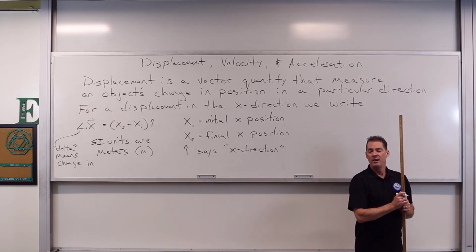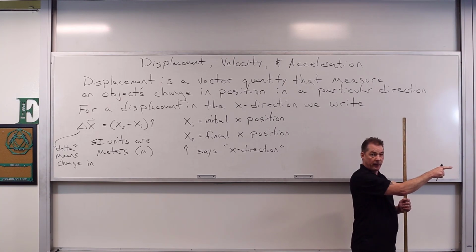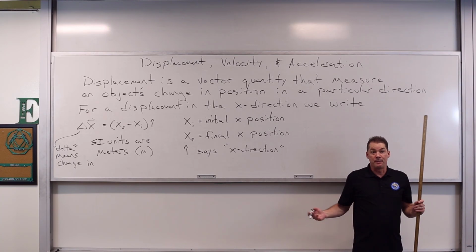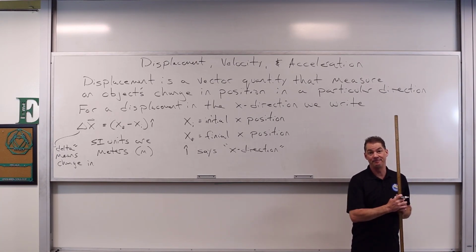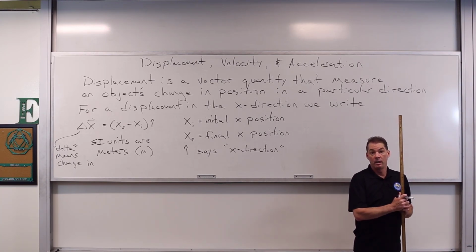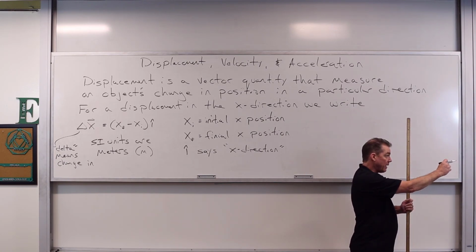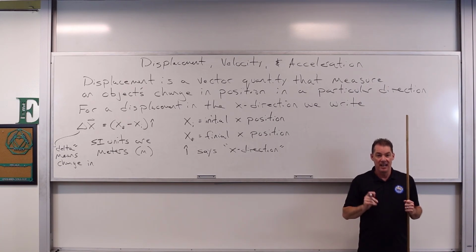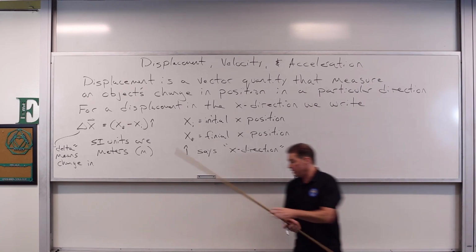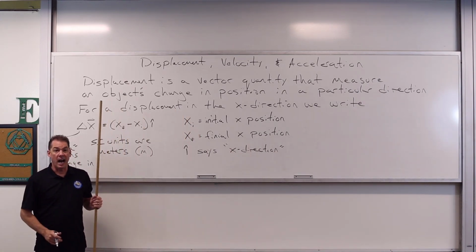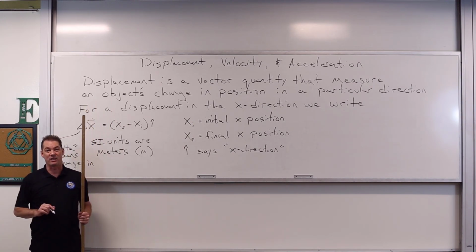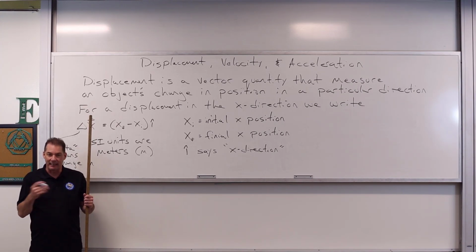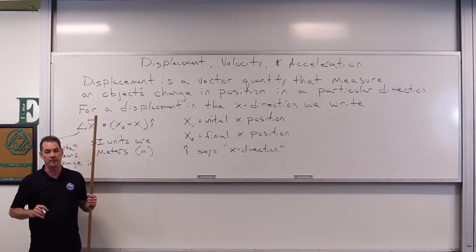And what can I say? Well, if I say that that's the positive x direction, and I just move 2 meters in the x direction, my displacement is 2 meters i hat. That's it. If I say that that's the positive x direction, which makes that the negative x direction, and I move from here to here, I just move 2 meters in the negative i hat direction, or my displacement is negative 2 meters i hat. Again, the negative sign goes with the direction.